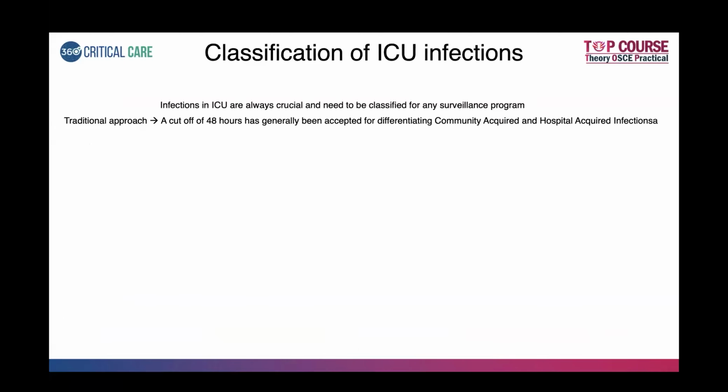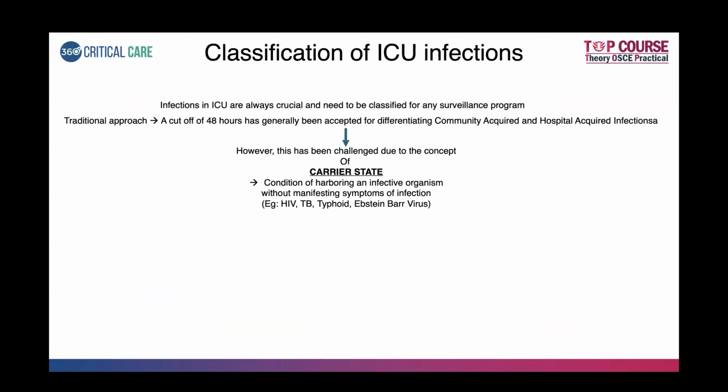So coming to the classification of ICU infections, the infections in ICU are always crucial and need to be classified for any surveillance program. So the traditional approach was the cutoff of 48 hours has generally been accepted for differentiating community-acquired and hospital-acquired infections. But this concept has been challenged in recent days because of the concept of carrier state. So condition of harboring an infective organism without manifesting symptoms of infection like HIV, TB, typhoid, Epstein-Barr virus.